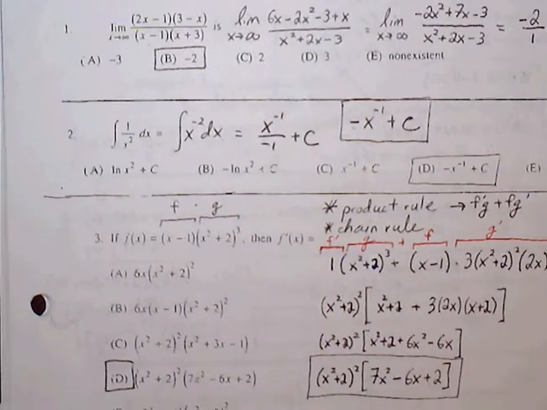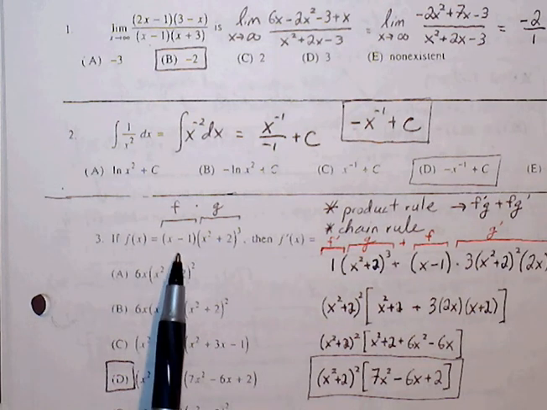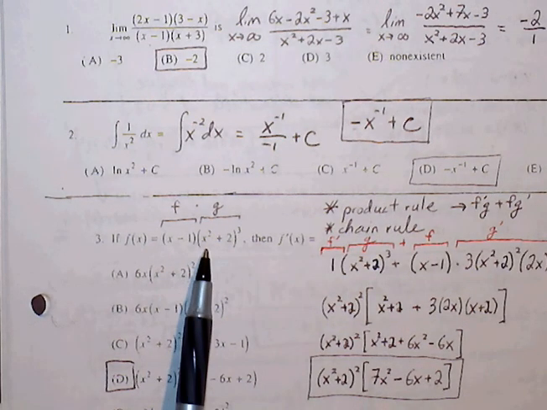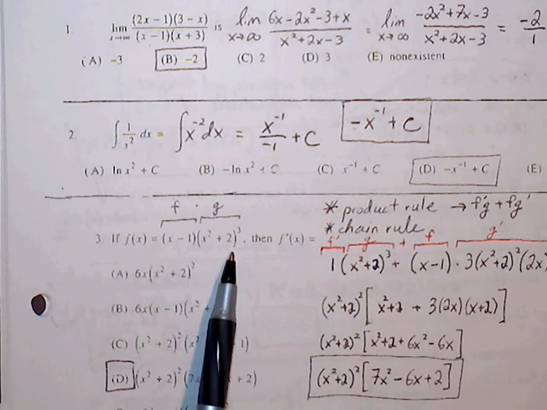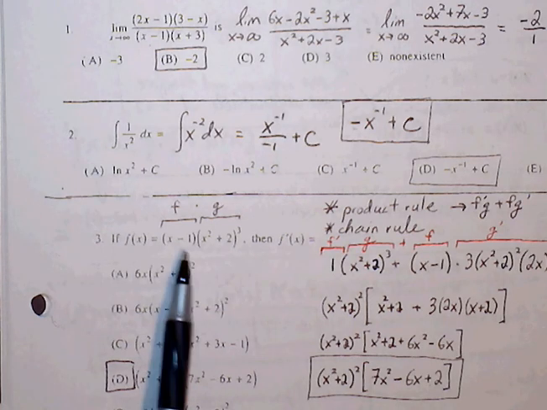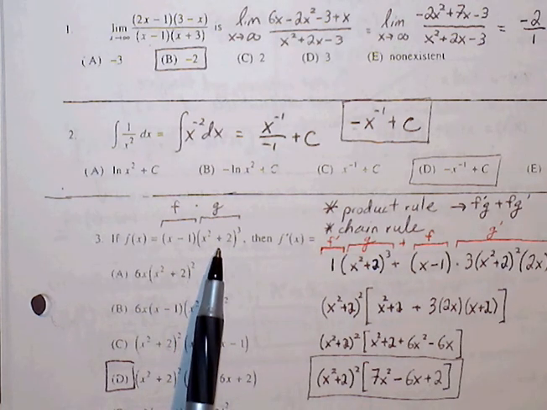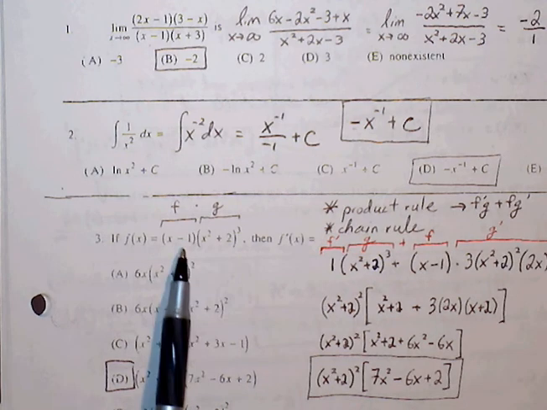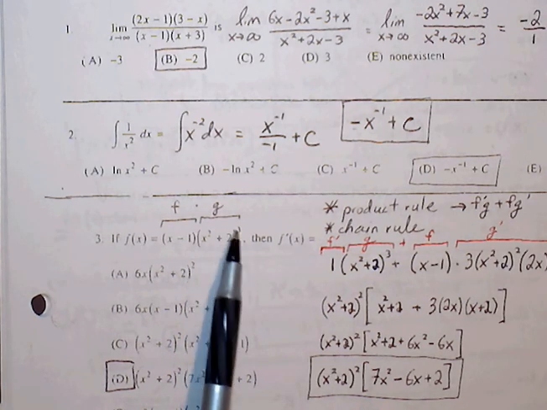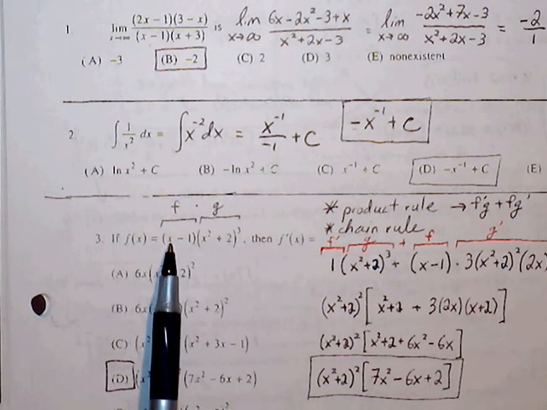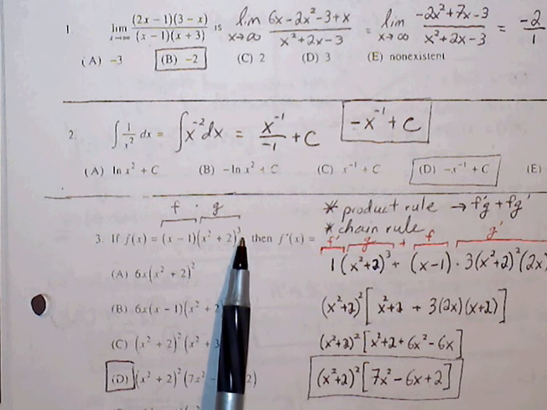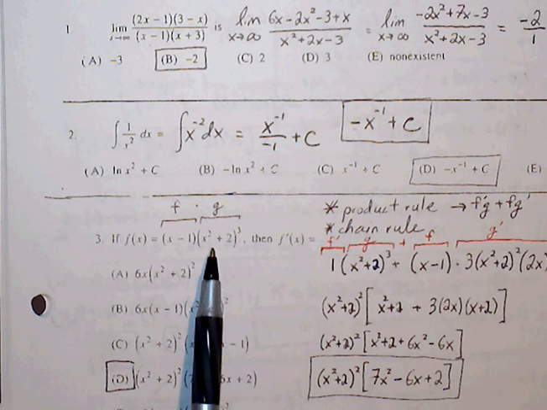Okay, number 3, if f of x equals the quantity x minus 1 times the quantity x plus 2 cubed, then f prime is equal to... If we want to find the derivative of two functions that are being multiplied together, we want to use product rule. Within product rule, there is also a chain rule portion involved. Another option is to expand everything through, but being to the third power, it may be more efficient to just go through product rule and chain rule.